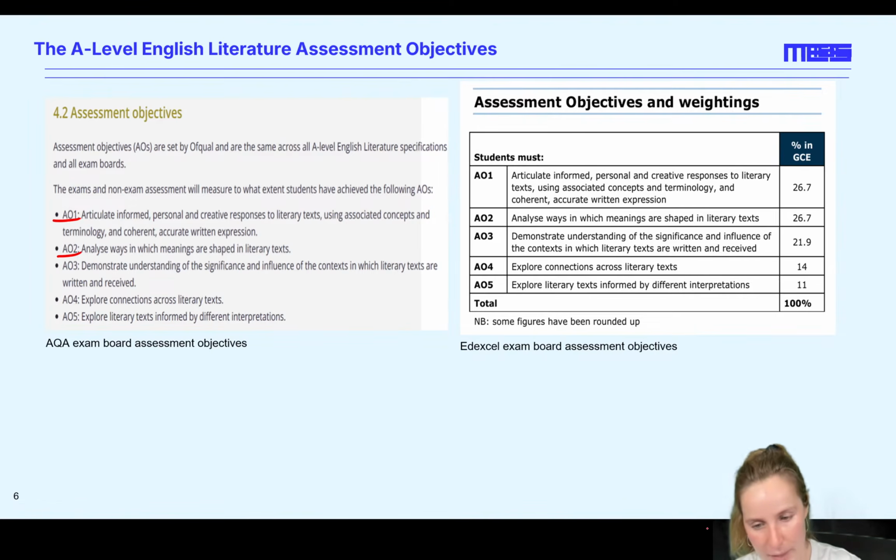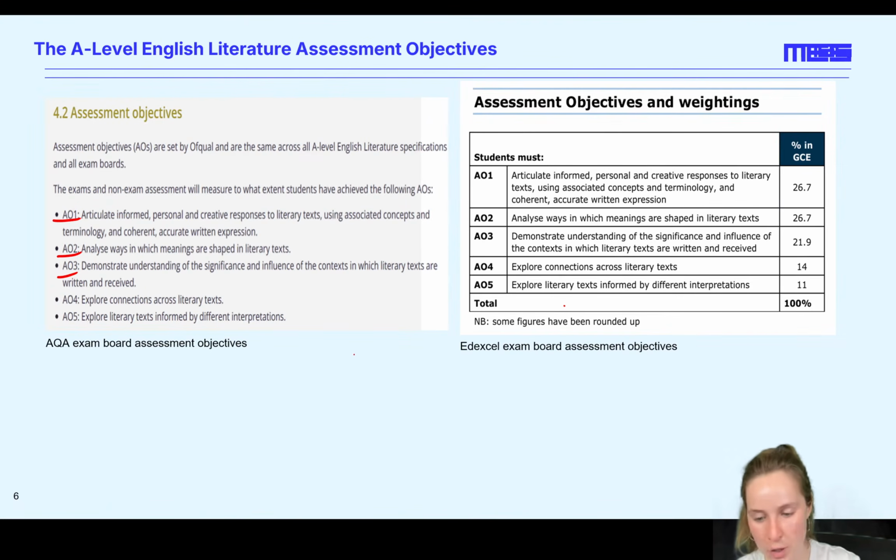Then AO3 is understanding the significance and influence of the context in which literary texts are written and received. So that means not only thinking about the context and the environment in which the writer is writing, but also the audience. How would the audience react to this? Similarly, we need to think about how that audience is different than us and include our own reaction to the text's presentation. So we need to be aware of context, hence why we're doing context lesson first.